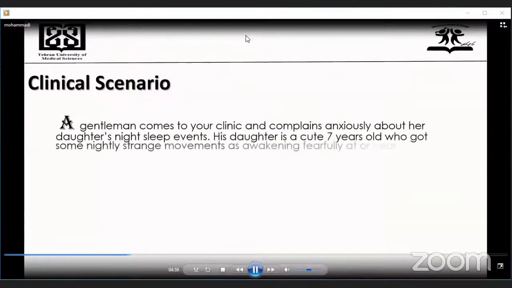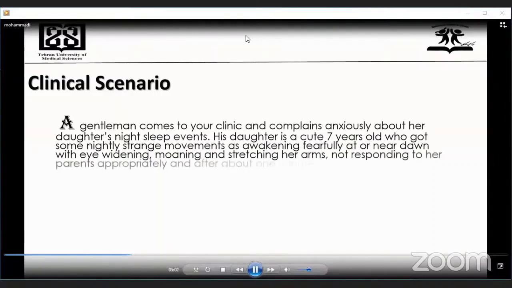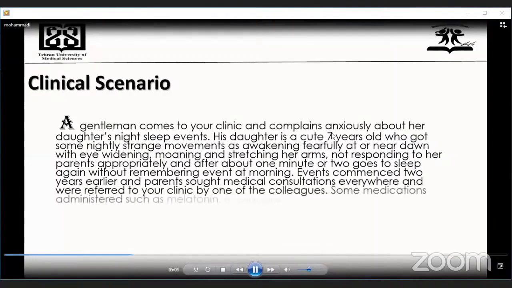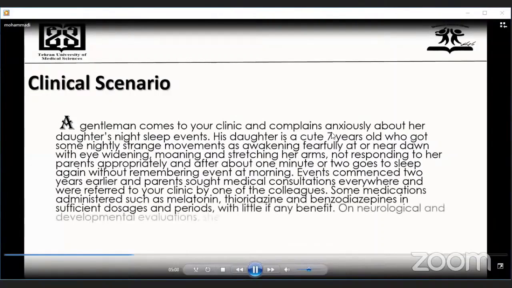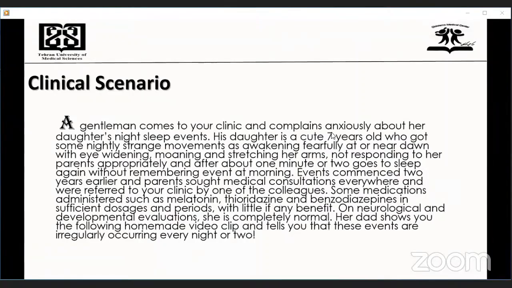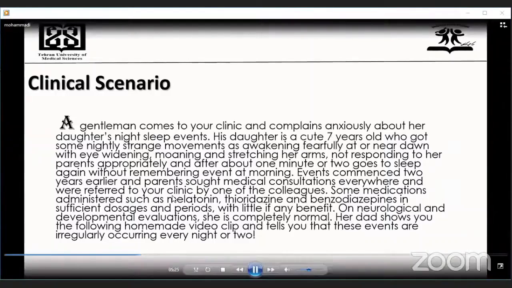A gentleman comes to your clinic and complains anxiously about his daughter's night sleep events. His daughter is a cute 7-year-old who has nightly strange movements of awakening fearfully at or near dawn, with eye widening, moaning, and stretching her arms, not responding to her parents appropriately, and after about 1 or 2 minutes goes back to sleep without remembering the event in the morning.